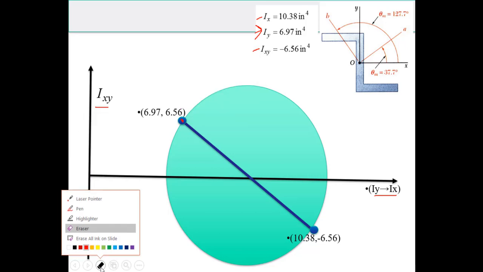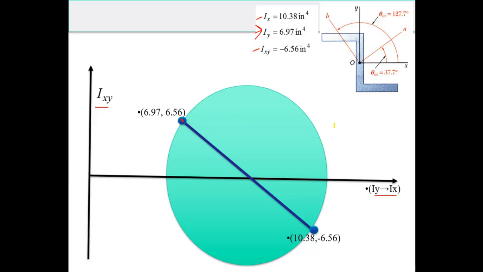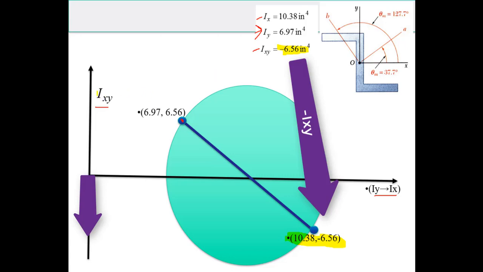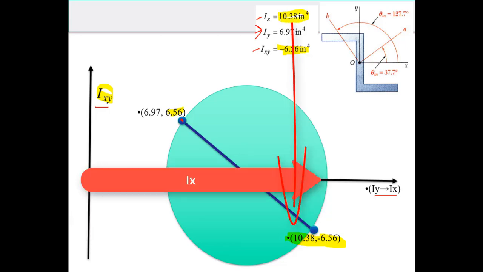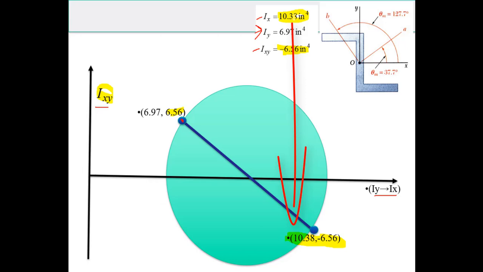For the other point, right here, this is again the product of inertia, which is over here. We have one side that's positive and one side we're making negative. And then we're also plotting the inertia around the x-axis here. So these initial points represent the inertia around the initial axes over here.